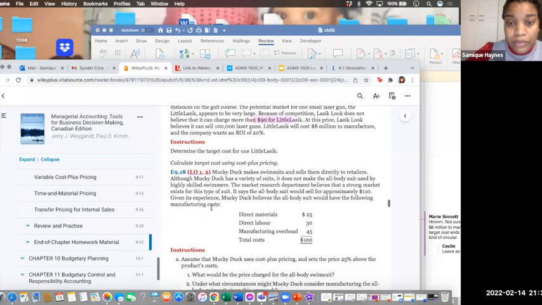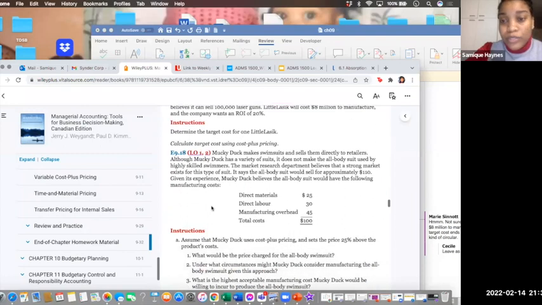So it's about Lucky Duck, which makes swimsuits and sells them directly to retailers. Lucky Duck has a variety of suits. It does not make the all body suit used by highly skilled swimmers. The market research department believes that a strong market exists for this type of suit. It says the all body suit would sell for approximately $110. Given its experience, Lucky Duck believes the all body suit would have the following manufacturing costs.